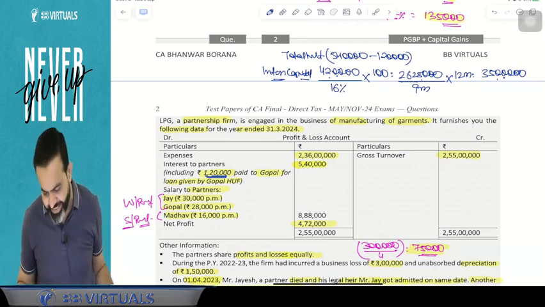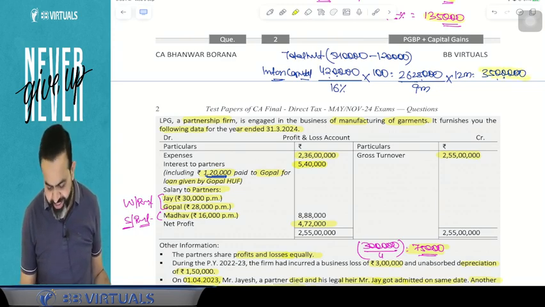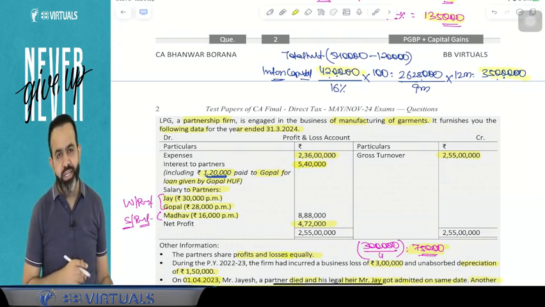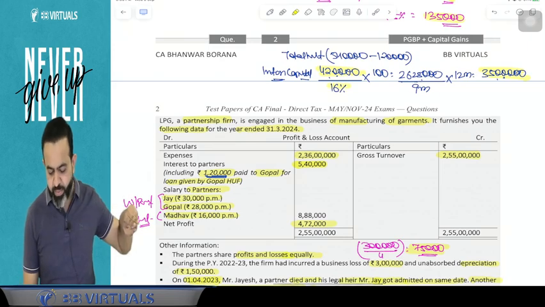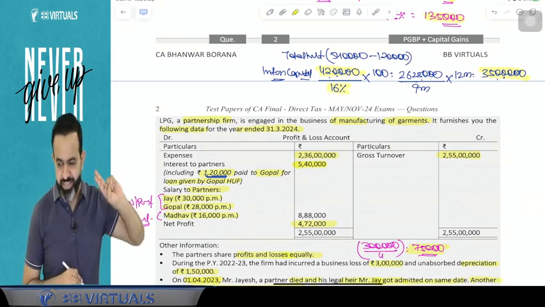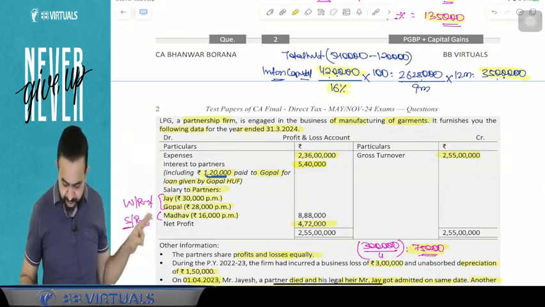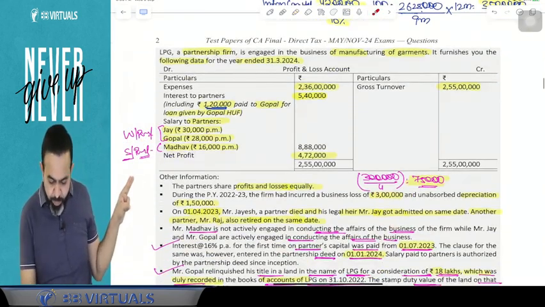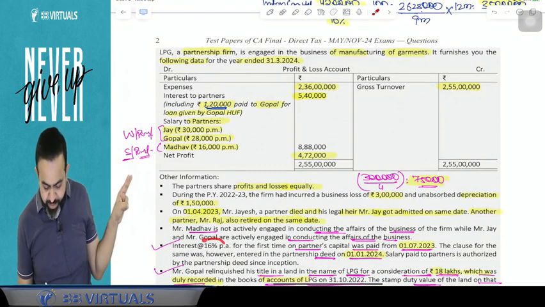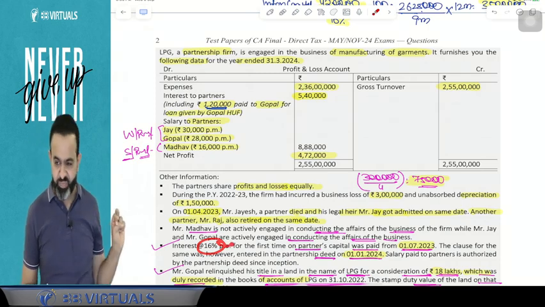So this is not that easy to calculate, because here the interest of 4,20,000 is given, and it is 16% interest for 9 months. It is basically a 16% per annum interest, as they mention, but they have given it for 9 months.